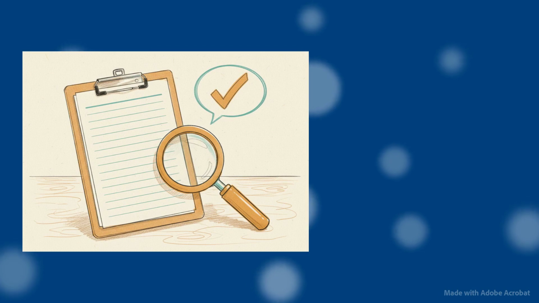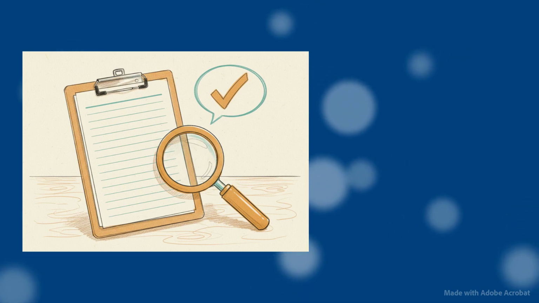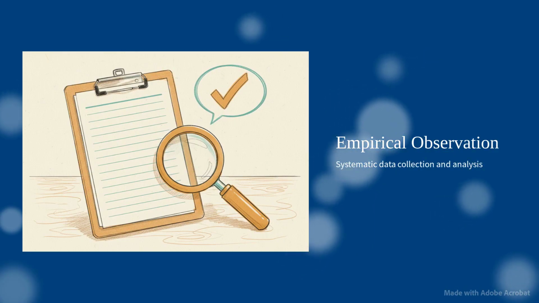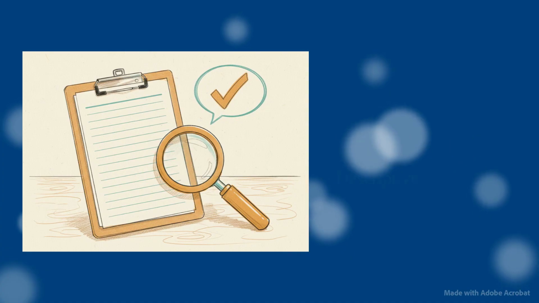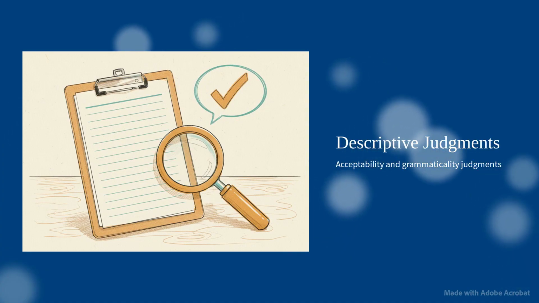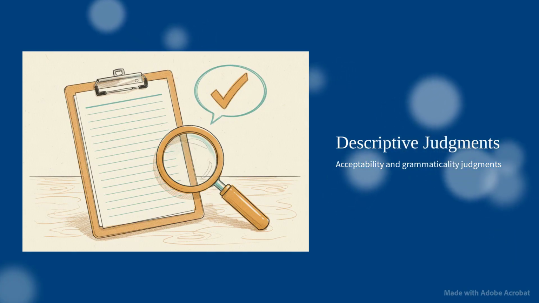Finally, let's see how linguists use scientific methods to observe and analyze language. Empirical observation means collecting and analyzing data systematically to understand language. Descriptive judgments involve evaluating what is possible or impossible in a language, such as which words or sentences feel natural.